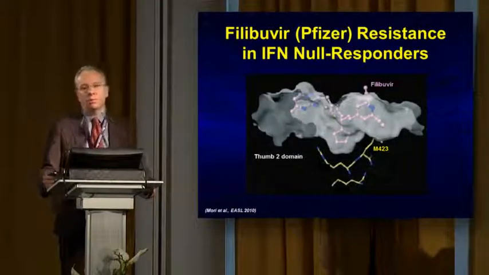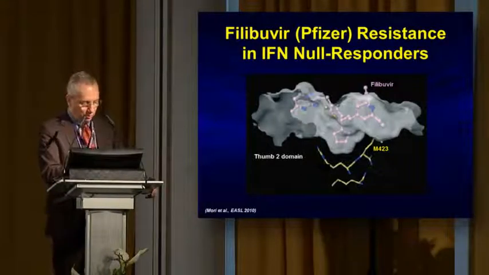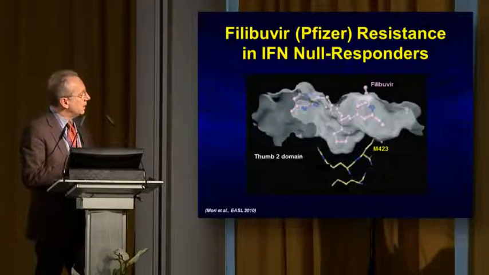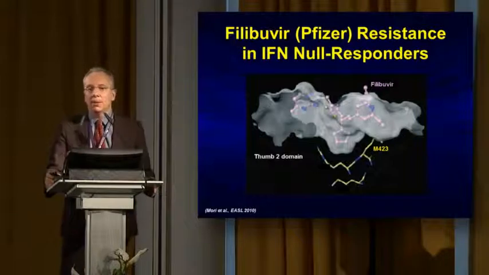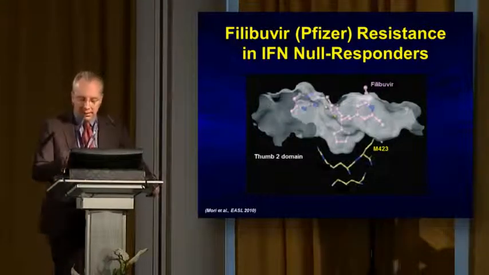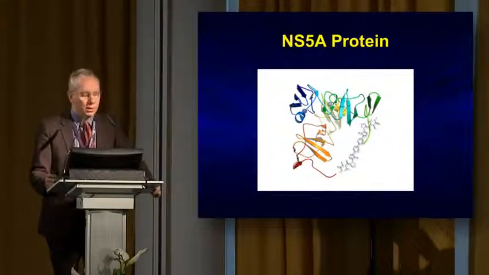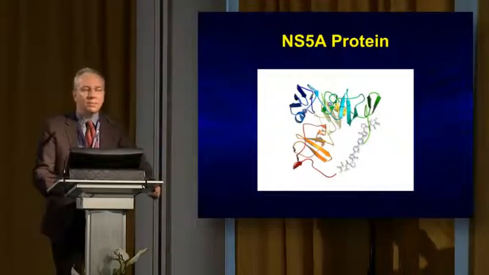And this is one example of a drug which is no longer developed, but the data was interesting. This drug was called filibuvir. It's targeting thumb domain 2 in the RNA polymerase, and mutation at position 423, very close to the binding site here, has been shown to confer high-level resistance to filibuvir and other drugs from this class that are binding in the same region. The third class of replication inhibitors are the inhibitors of the NS5A protein.